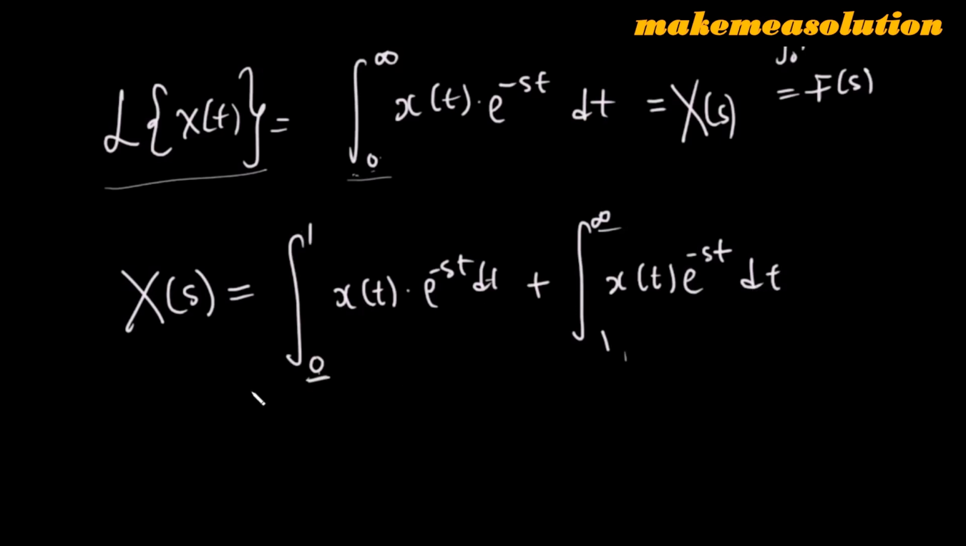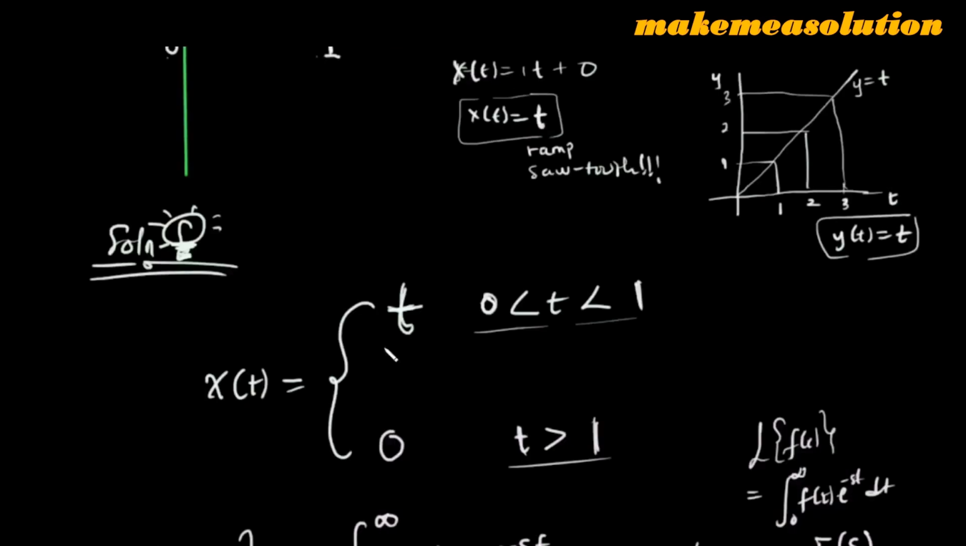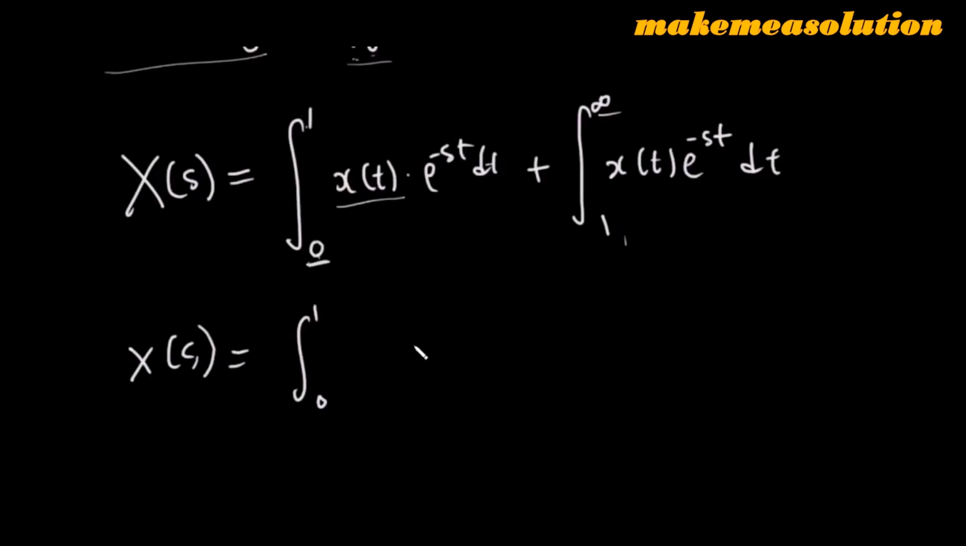Now, you can write your X of s as the integral from 0 to 1. So what is x of t between the intervals 0 and 1? As you can see, x of t is given to us as t. So you now write t dot exponential minus st dt, then plus the integral from 1 to infinity.